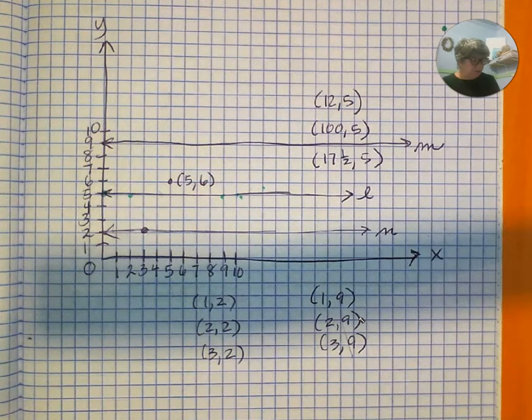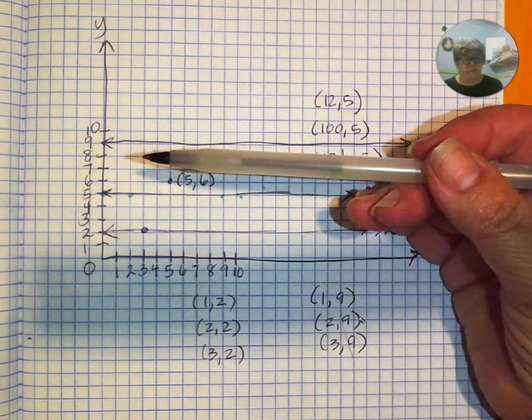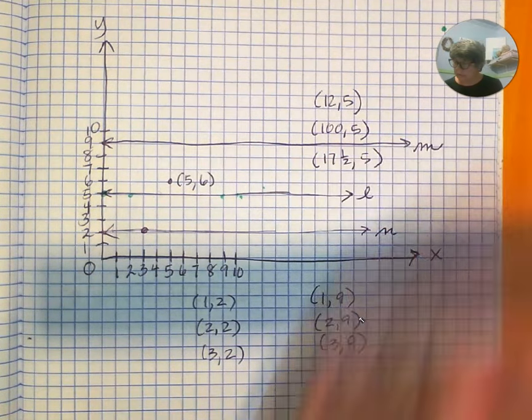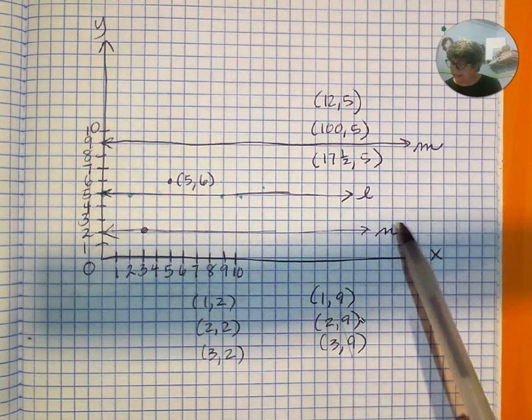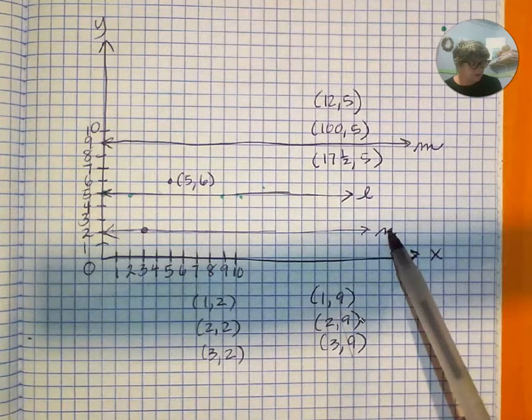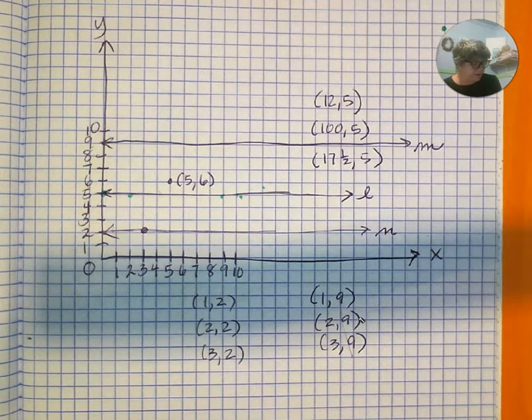You could get confused. How do the y-coordinates of the points on line M compare to the y-coordinates of the points on line N? They are greater, right? The y-coordinates are higher. My line M has 9s and my line N has 2s. So they're farther above. They are greater.